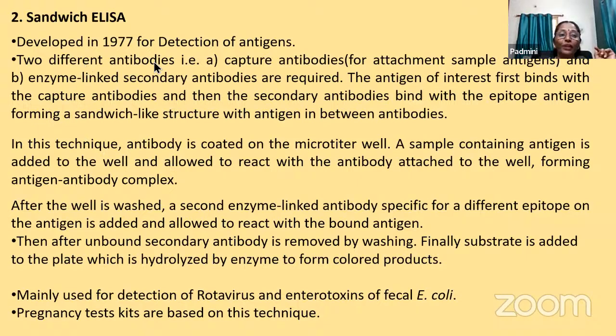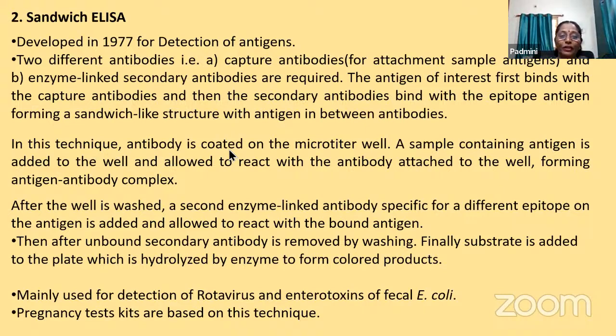So here you need two types of antibodies. The first one is a capture antibody. The capture antibody is ready to capture the antigens. And the second one is the enzyme-linked secondary antibody. This is going to get attached to the primary antibody, the capture antibody. So that particular secondary antibody is going to have an enzyme link. So the antigen interacts first with the capture antibodies, and then the secondary antibody binds to the epitope of the capture antibodies. And when you add the substrate, the color is produced.